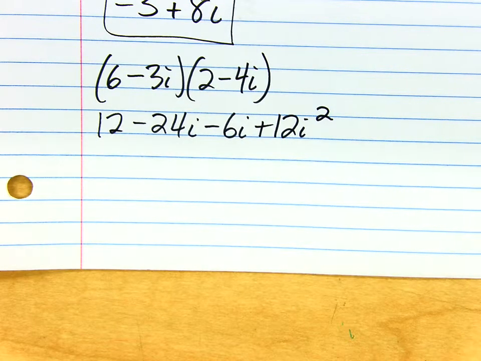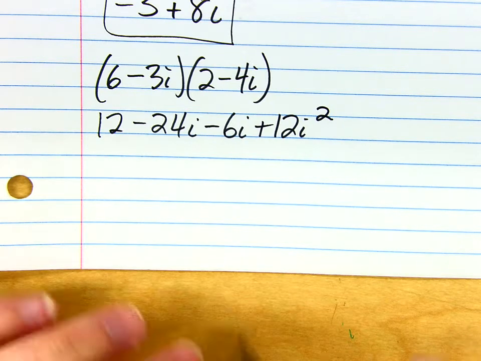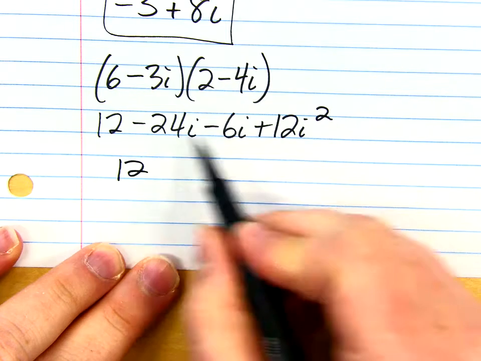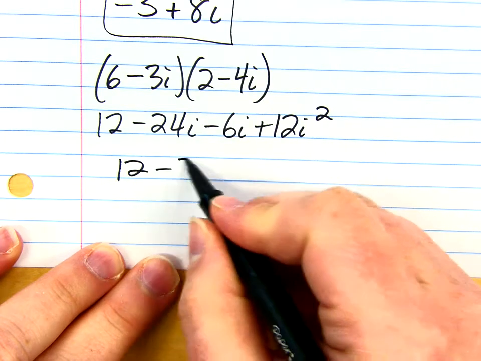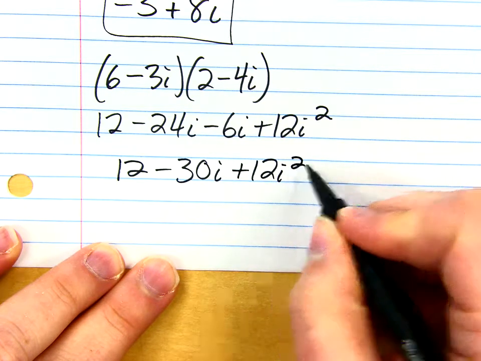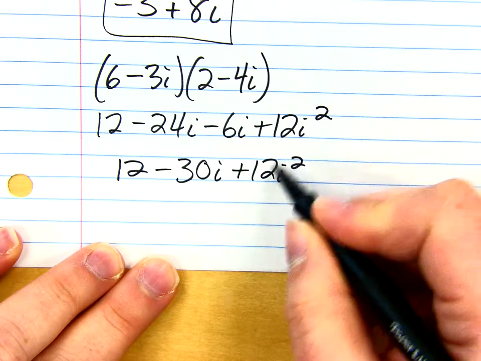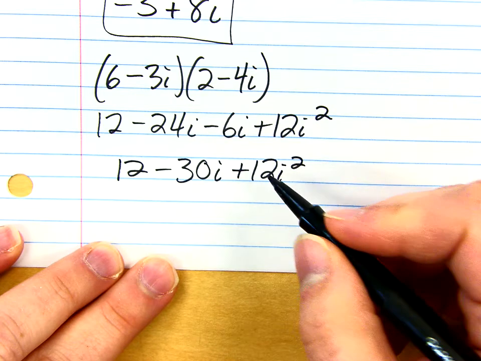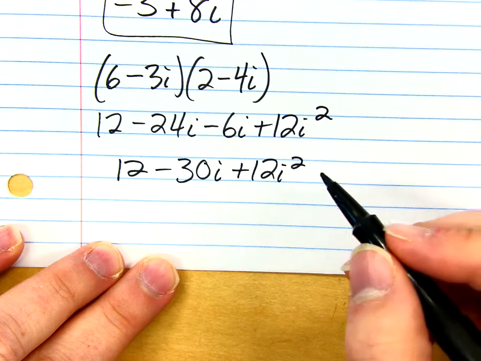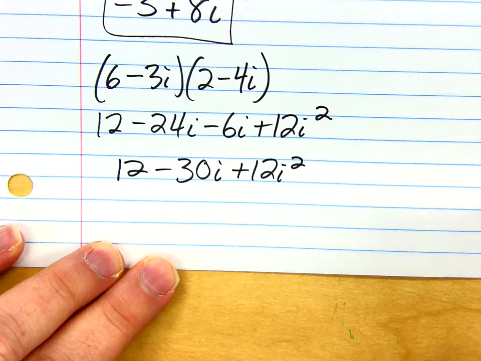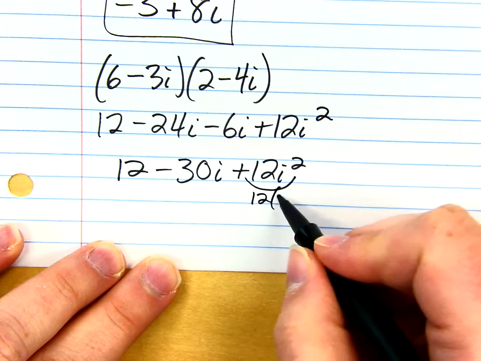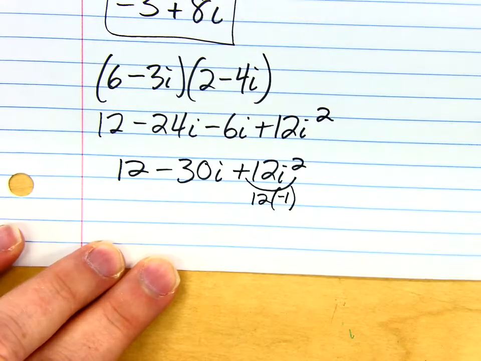Okay, now I just have to combine like terms, right? So 12, there's no other normal number, so I'll have 12 minus 24 and a minus 6i becomes a negative 30i. But then we talked last week about i squared: it is i squared, but it turns into negative 1. Right? Because the square root of negative 1 times the square root of negative 1 just becomes negative 1. So this chunk is actually 12 times negative 1 or negative 12.